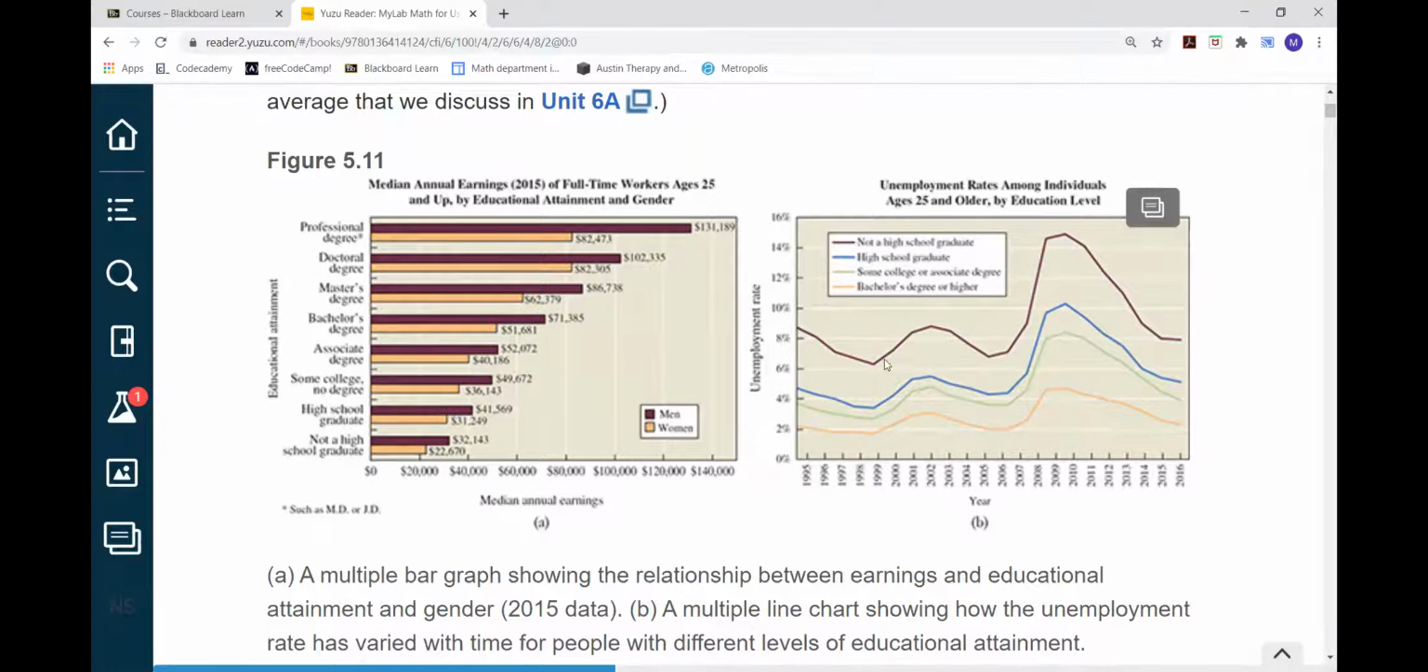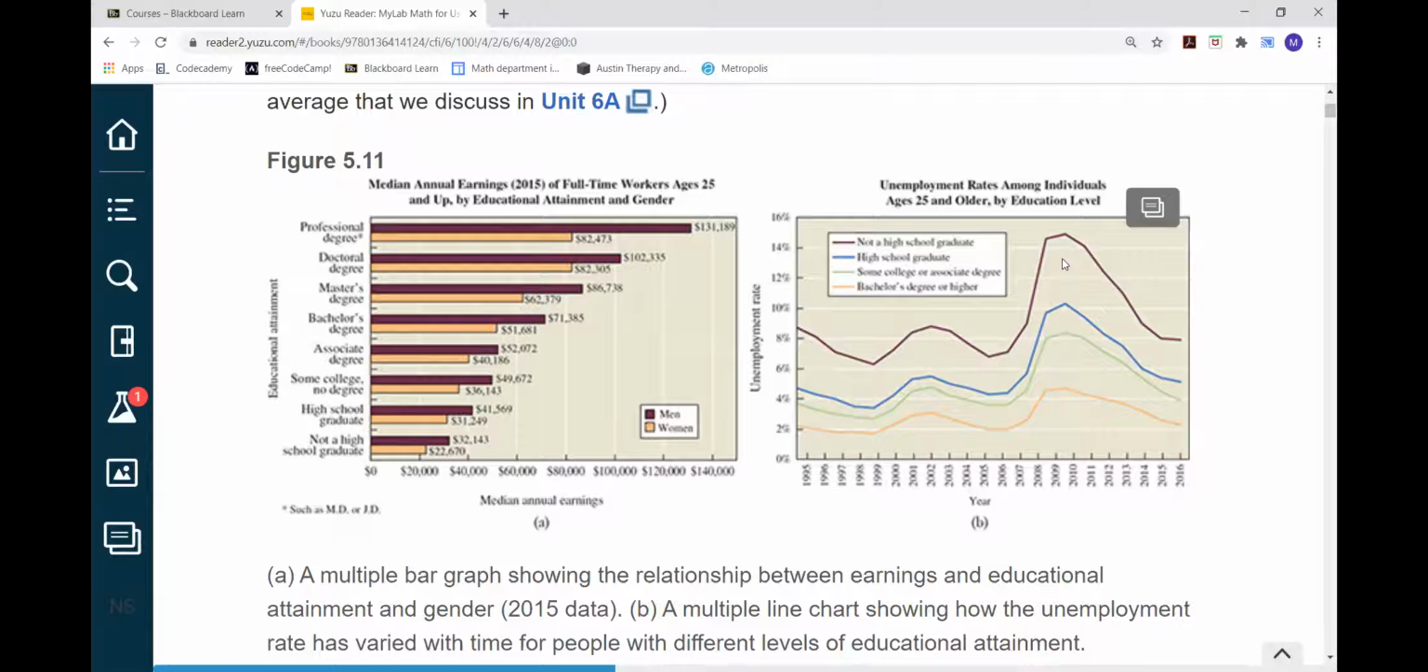So not looking at the different colors, just looking at this overall trend, what sort of happened with the unemployment rate? So it looks like it's going down and up a little bit. It looks like it's fluctuating a little bit here, just going up and down. But then here, I would say it jumps up around 2008, right?